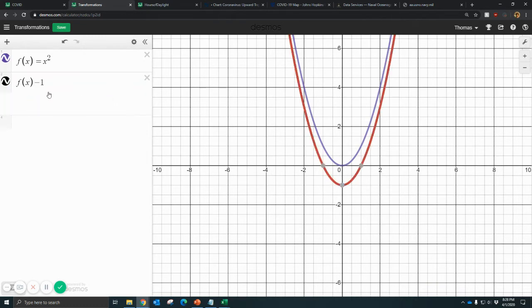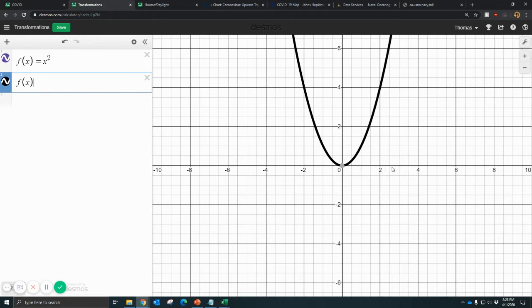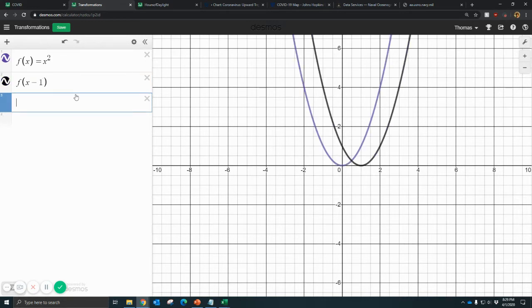What if instead I wanted to move the graph 1 to the right? Well, in order to do that, I would need to subtract 1 from the input, from the x values. I'd want to move them 1 to the right. So I could say, f of x minus 1 should move this graph 1 to the right. And we can see that. And we can even verify it again by going x minus 1 quantity squared. Now notice, x minus 1 is the input. So I plug it in for this x right here. We can see that the blue and the black graphs are the same.